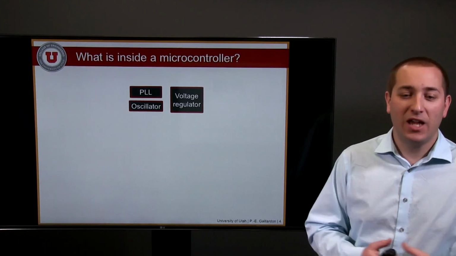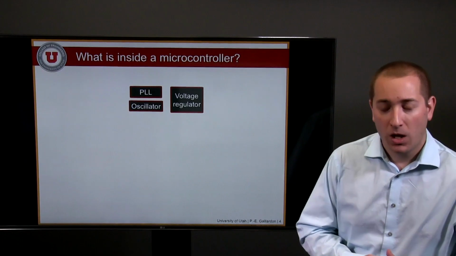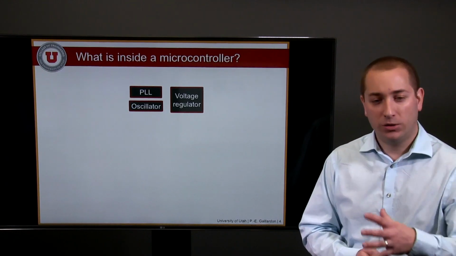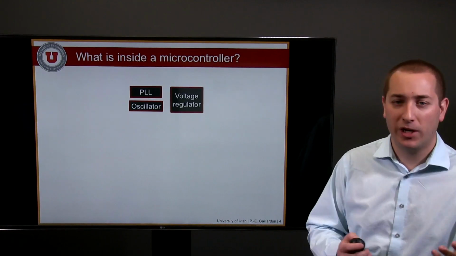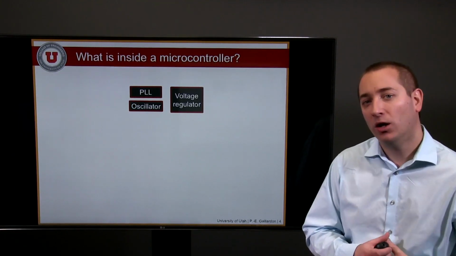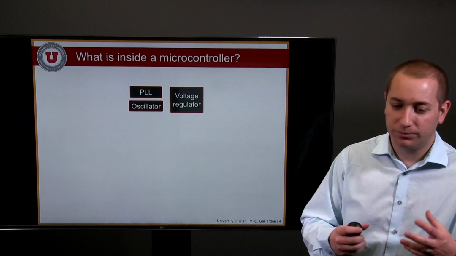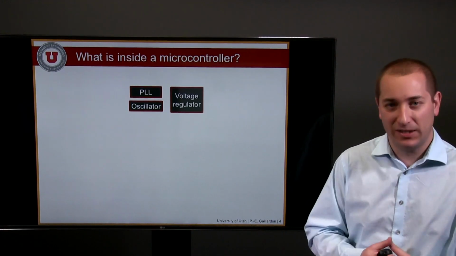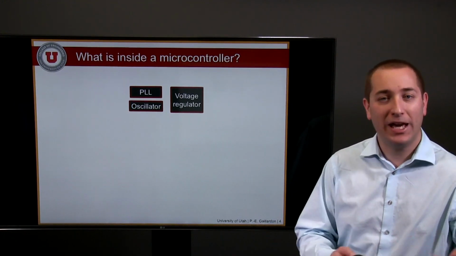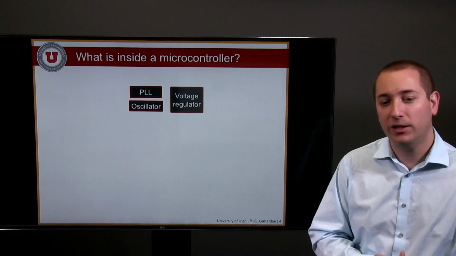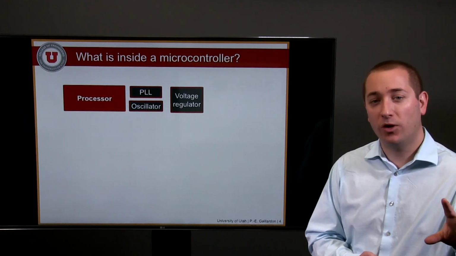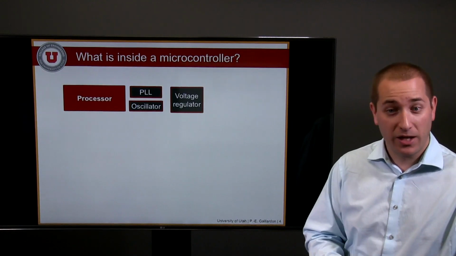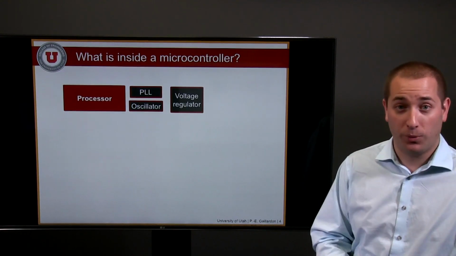So what's inside a microcontroller? There are a couple of elements: PLL, oscillators, voltage regulators. I would say those are utility blocks that are required to make any digital system work correctly. But more importantly, we will have to start with a processor. As I said, a microcontroller does contain a processor.